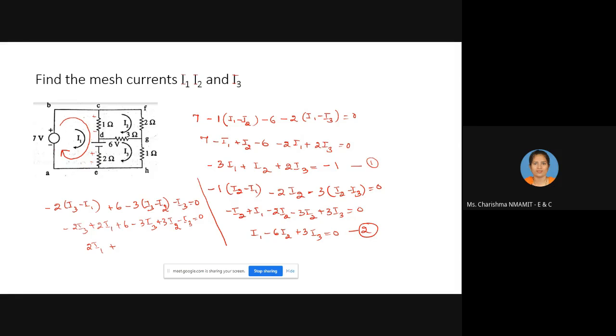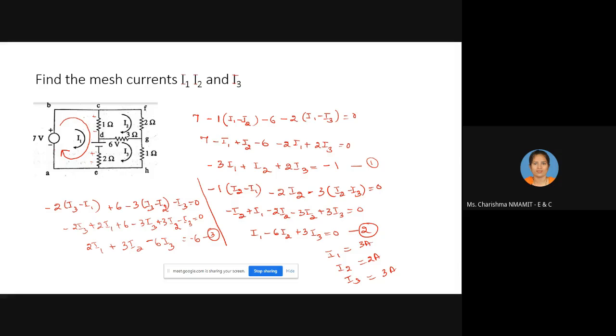So 2I1 plus 3I2 minus 6I3 equal to minus 6 is the third equation. So what are the values of I1, I2 and I3? I1 is 3 amps, I2 is 2 amps, I3 is 3 amps.